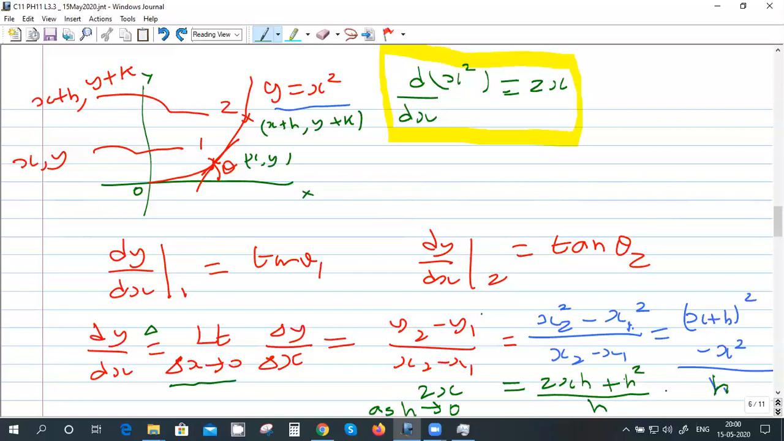So how did you get x plus h square? That's what I'm saying. The points are taken 1 and 2, right? So point 1 I can take as x1, y1. Instead of that I can take it as x and y. It's a general point, a moving point. And point 2 I can take as x plus h comma y plus k.